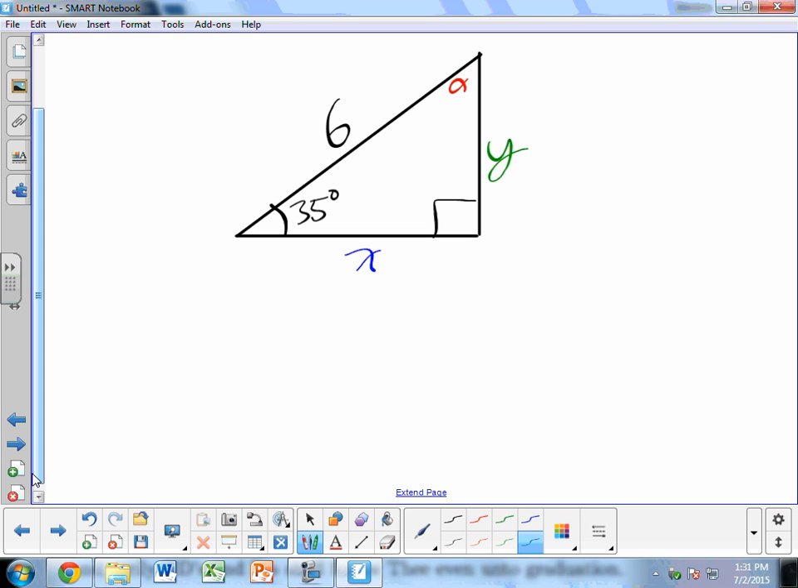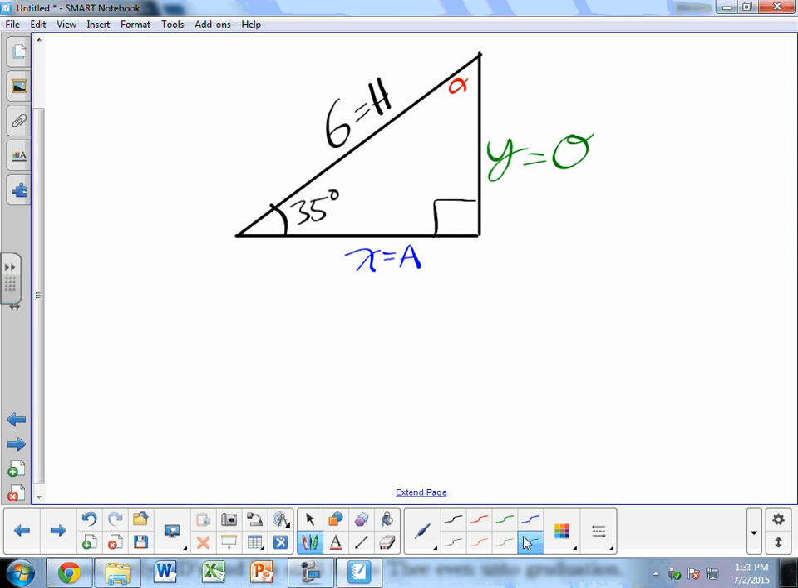What I would also like to write down is that x is the adjacent side. Y, I'm going to write my O like that, is the opposite side. And 6 is the hypotenuse. Because x is adjacent to the 35-degree angle, y is opposite to the 35-degree angle, and 6 is opposite the right angle. That should be the first thing you do. I didn't do that, but that just gets it out of the way because some people confuse the hypotenuse and the adjacent side.